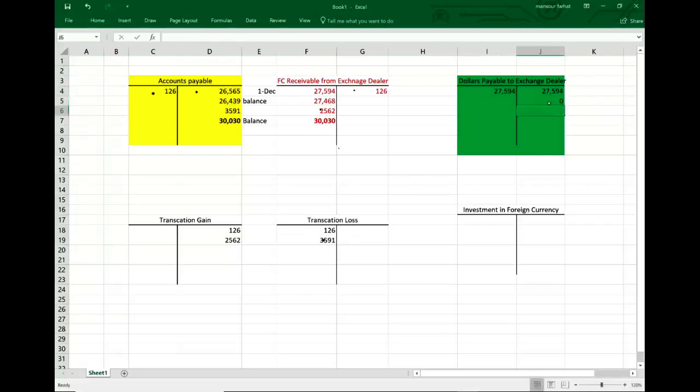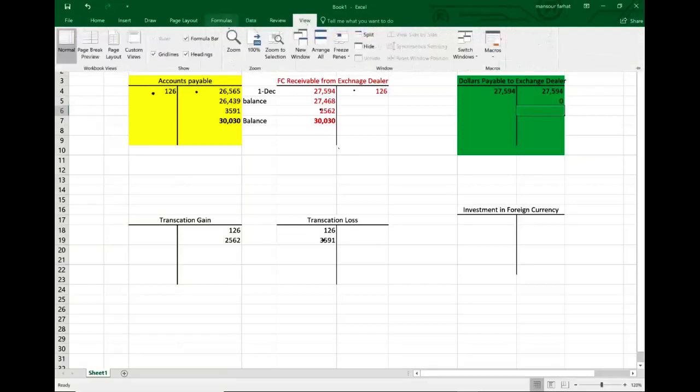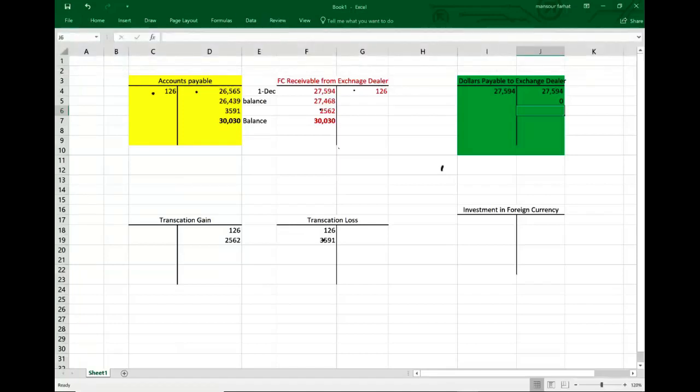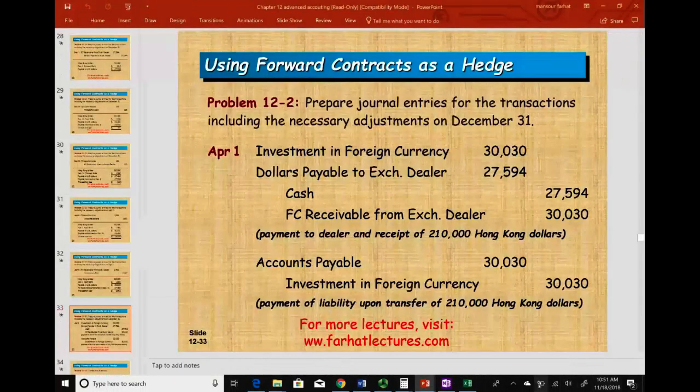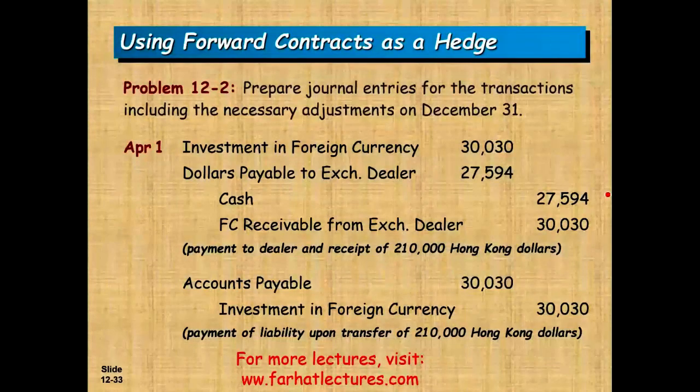So let me just take this account out. Once I make the payment, this account is basically gone. Let me go back. So I want you to follow here. I credited my cash, debited my payable.